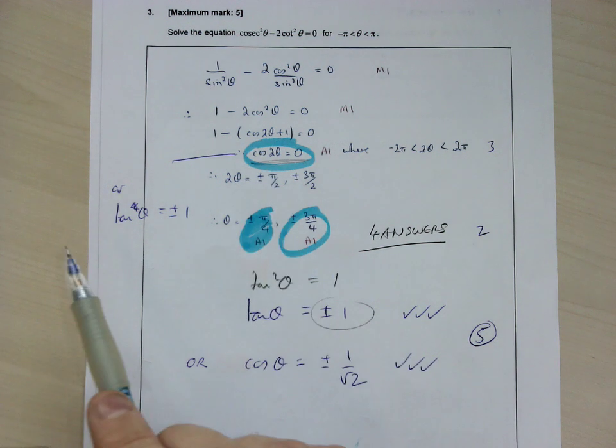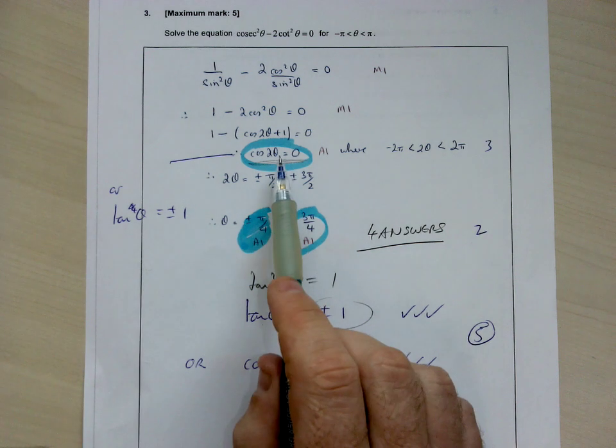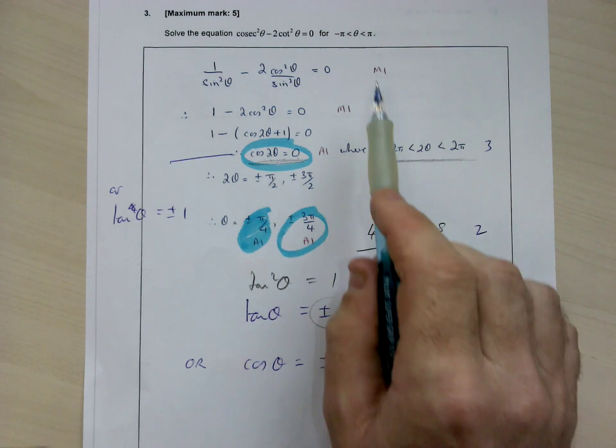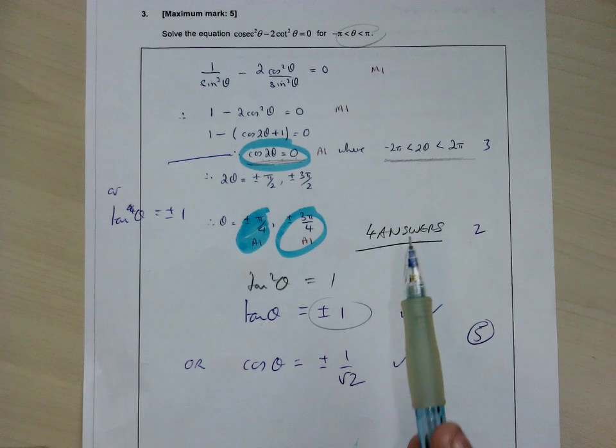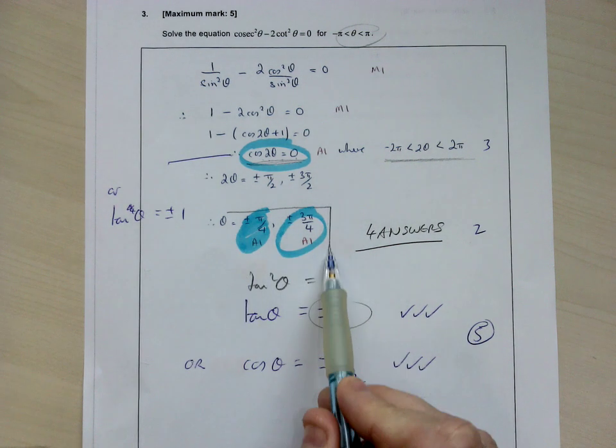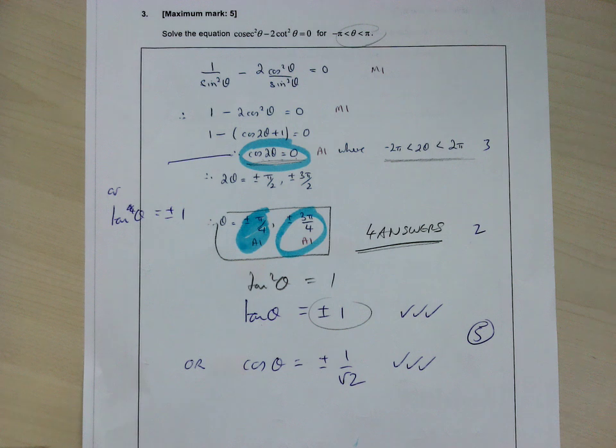Within this method up here, you need to be cautious. If you've got 2 theta, then you need to go twice as far in terms of the domain to make sure that you get all the answers. So the key thing there really was making sure that you get all of the answers. You should have had 4 answers in total, and these are the ones that you should be getting.